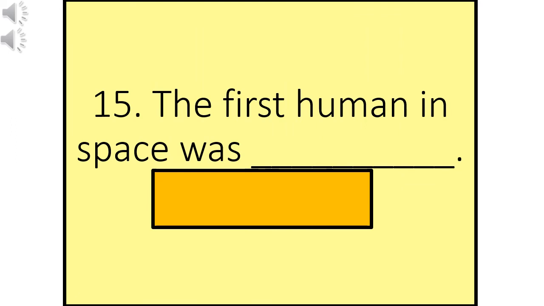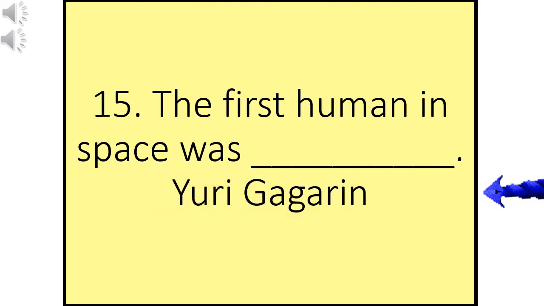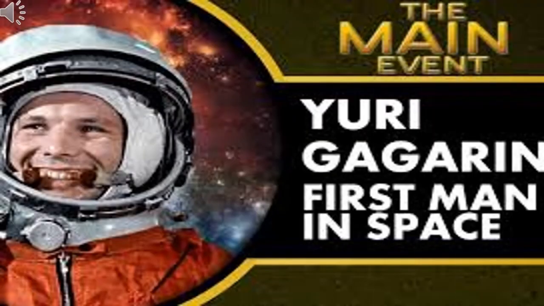The first human in space was Yuri Gagarin. The image of Yuri Gagarin.